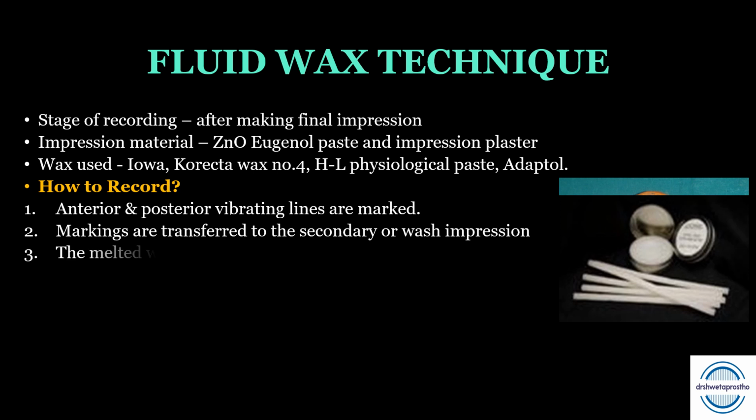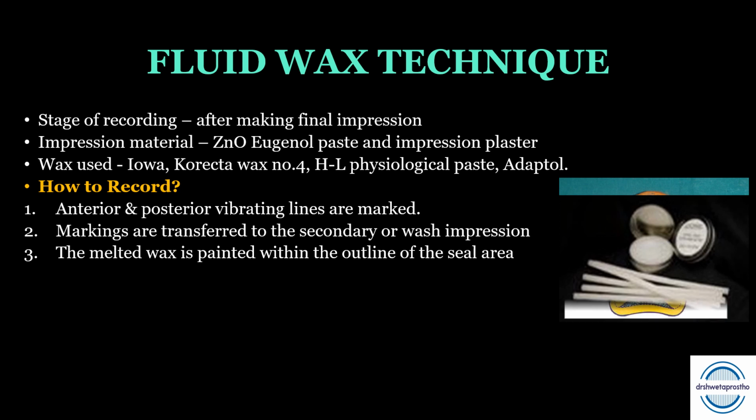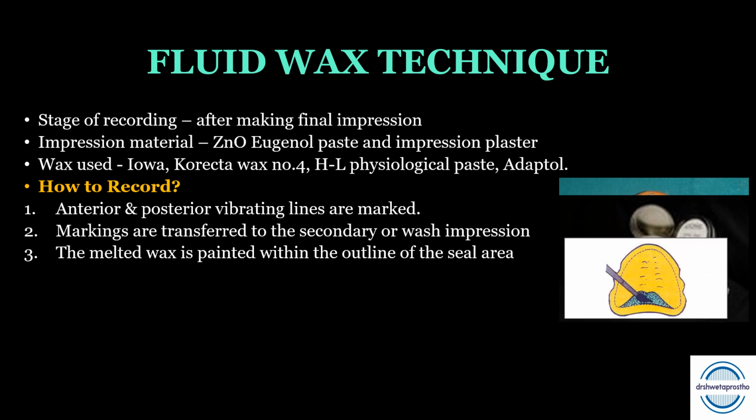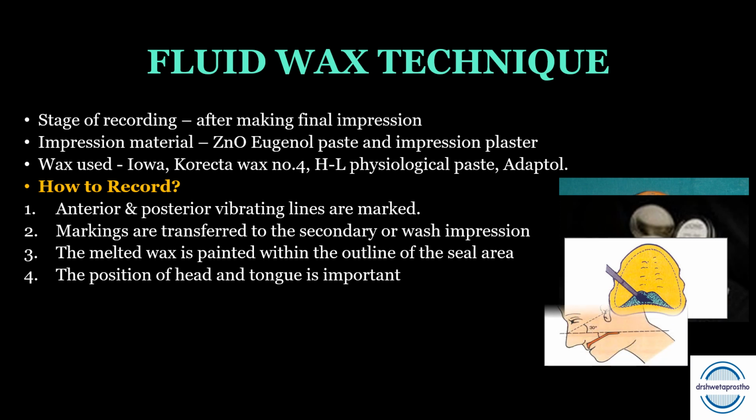Now the wax is painted only in the margins of the posterior palatal seal that we have marked on the impression. The position of the head and the tongue during this technique is very important. The patient's head should be positioned such that the Frankfurt horizontal plane is 30 degrees below the horizontal plane. It is at this position that the soft palate is at maximal downward and forward functional position. The patient's tongue should be positioned such that it touches the mandibular anteriors.